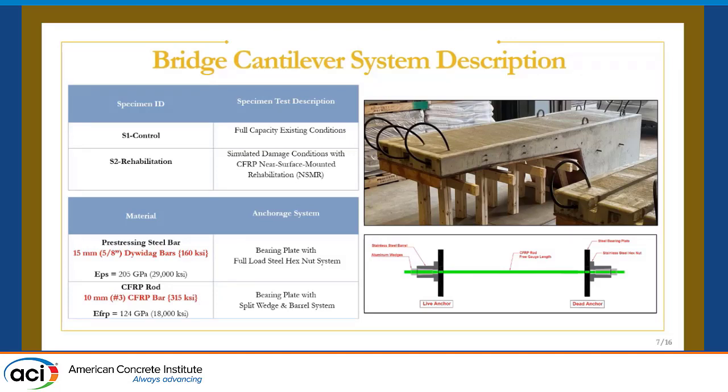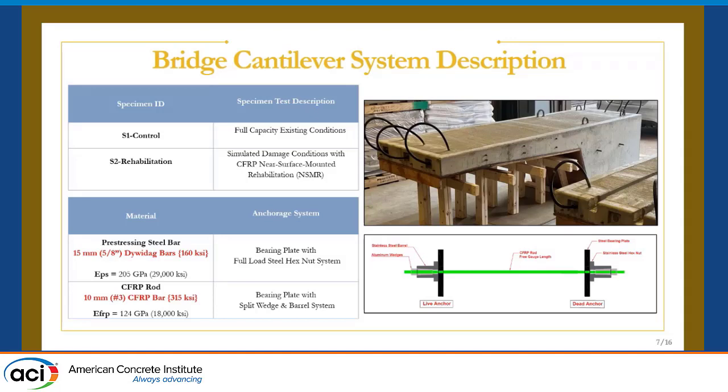Here's a nice schematic of what the system would look like, in terms of your concrete being in between the free gauge length, and you have your dead end and your live end. Not shown here is a pulling head, so behind your jack you would have another anchor as well. For the control specimen, we had 3 5/8 inch, 15 millimeter Dywidag bars that are 160 KSI. And for our CFRP system, we used 10 millimeter number 3 rods. So obviously there's a difference in terms of modulus.